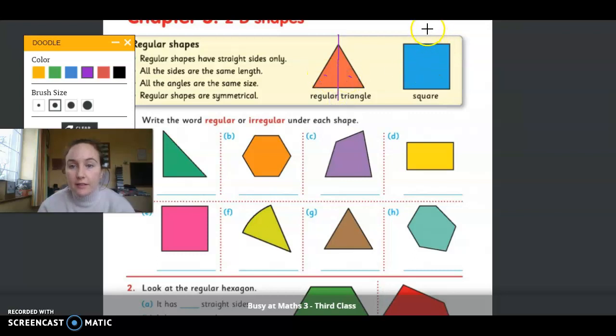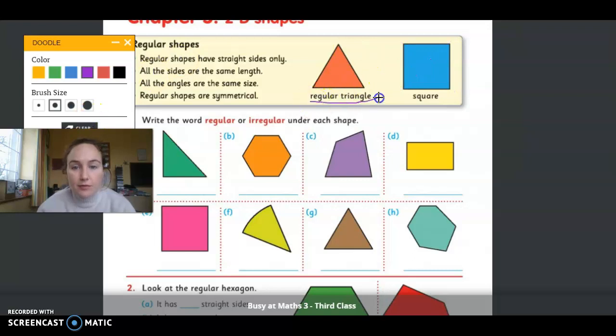Okay, so a square, I can actually draw a few symmetrical lines. I can go down the center vertically, or I can go horizontally. That's not very straight because I don't have a ruler, or I can actually go diagonally as well. So a square has lots of symmetrical lines.